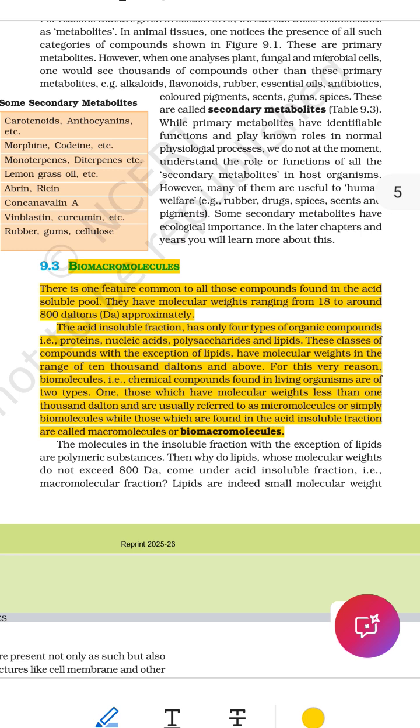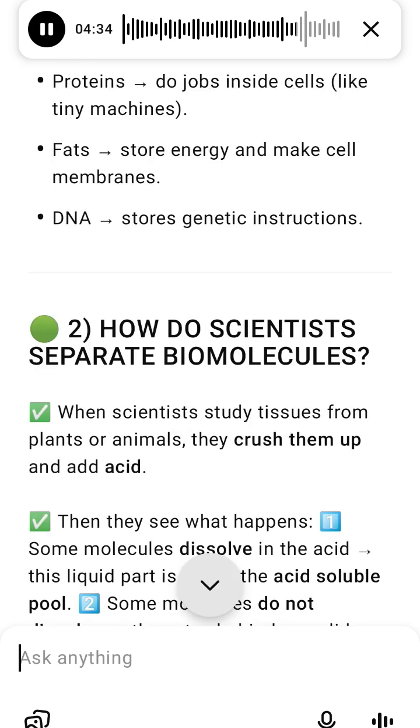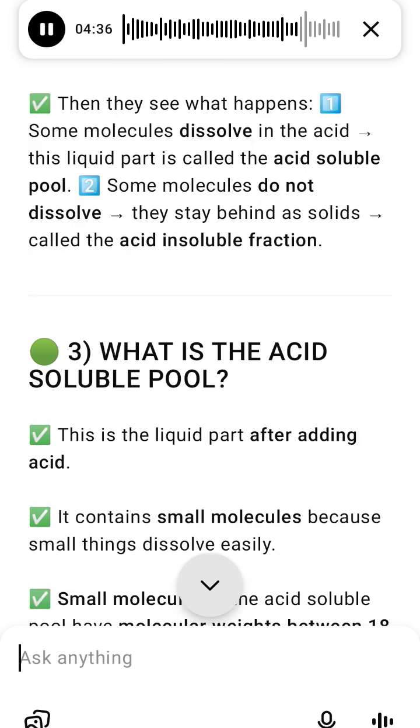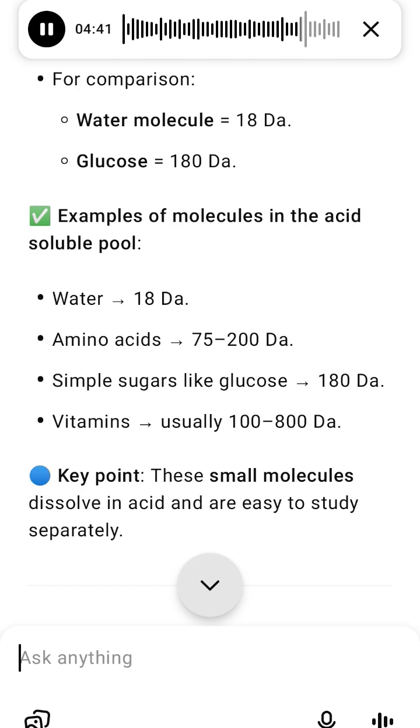Two big categories of biomolecules. Scientists classify biomolecules into two main groups based on their size, molecular weight, and whether they dissolve in acid. 1. Micromolecules, small molecules. 2. Macromolecules, biomacromolecules, big molecules. 1. Micromolecules. Definition: small biomolecules with molecular weight less than 1,000 Daltons. Where found? Found in the acid-soluble pool, meaning they dissolve when tissue is treated with acid.